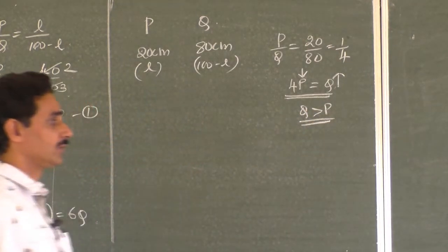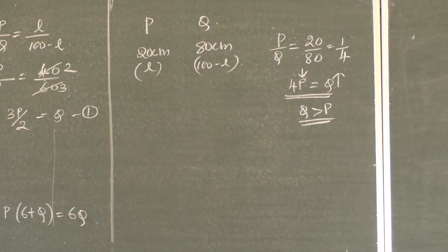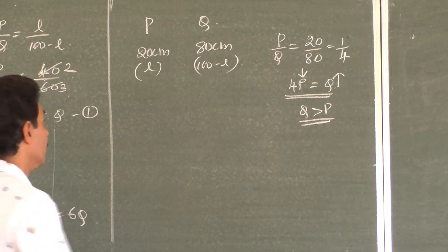That means they are asking you to find out the smaller of the 2 resistances. That means you have to find out P. So one relation we have got, 4P is equal to Q. A resistance of 15 ohm is now connected in series with the smaller of the 2 resistances. That means P plus 15 ohm.